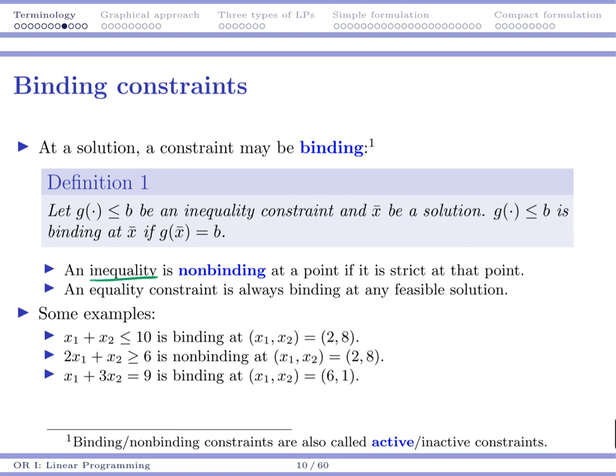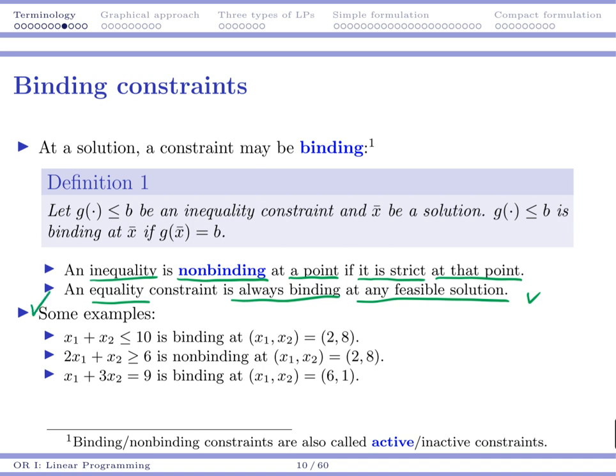So an inequality, of course, may also be non-binding at a solution, if it is strict instead of equality at that point. If you plug in and you see there is indeed a positive gap between the two sides, then that inequality is non-binding. If you look back at an equality constraint, any equality constraint must be binding at any feasible solution, because if you plug in, that becomes an equality.